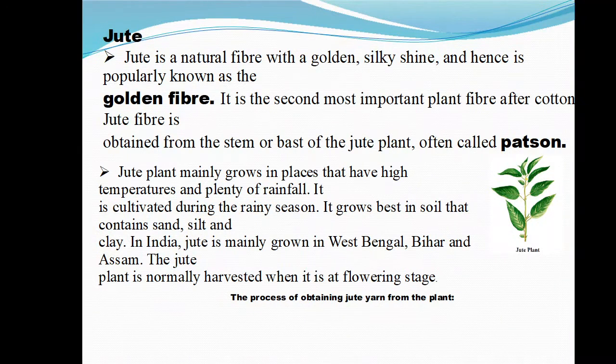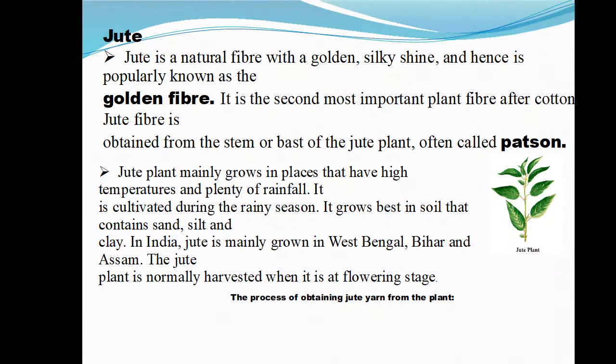The jute plant mainly grows in places that have high temperature and plenty of rainfall. It is cultivated during the rainy season. It grows best in soil that contains sand, silt, and clay. In India, jute is mainly grown in West Bengal, Bihar, and Assam. The jute plant is normally harvested when it is at the flowering stage. So these are the important points about jute.